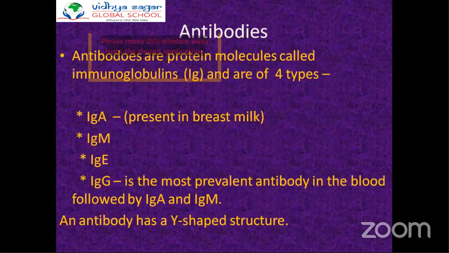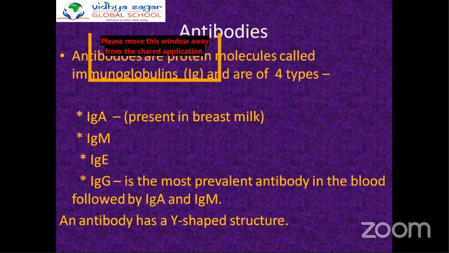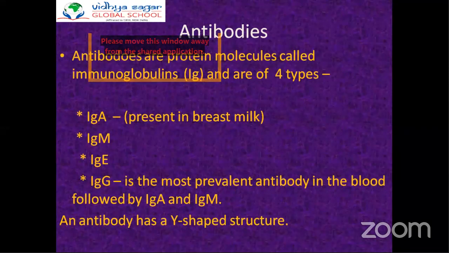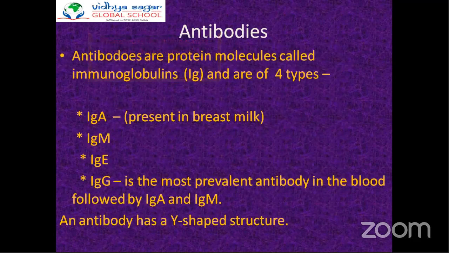So next one is antibodies. What is an antibody? Antibodies are protein molecules called immunoglobulins. We can write immunoglobulin as Ig. Antibodies are protein molecules called immunoglobulin. There are four types of immunoglobulins, that is antibodies: IgA, IgM, IgE, IgG. So four different types of antibodies are there.